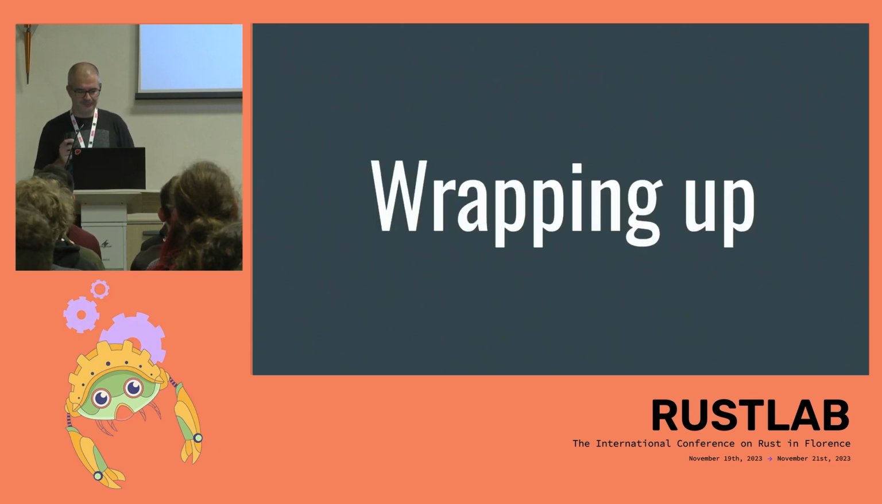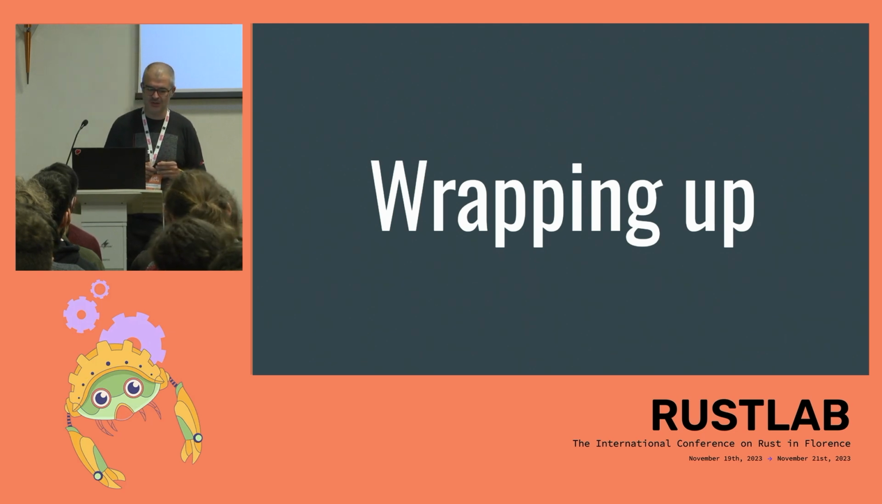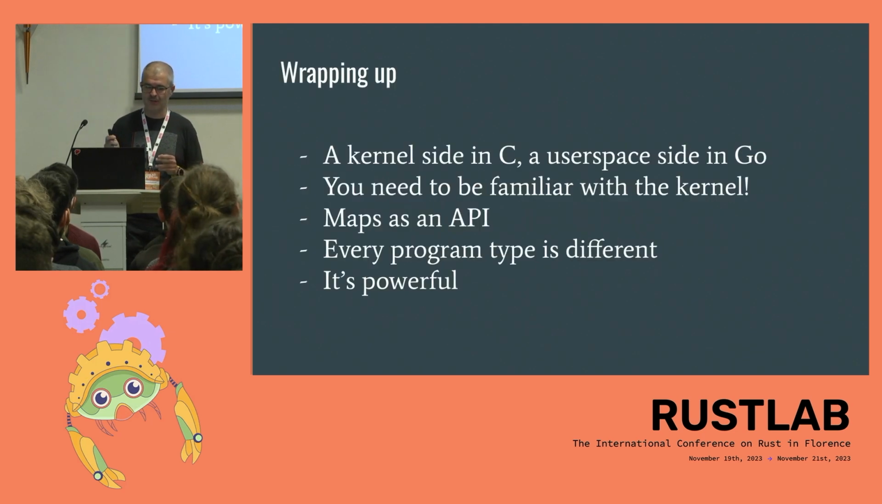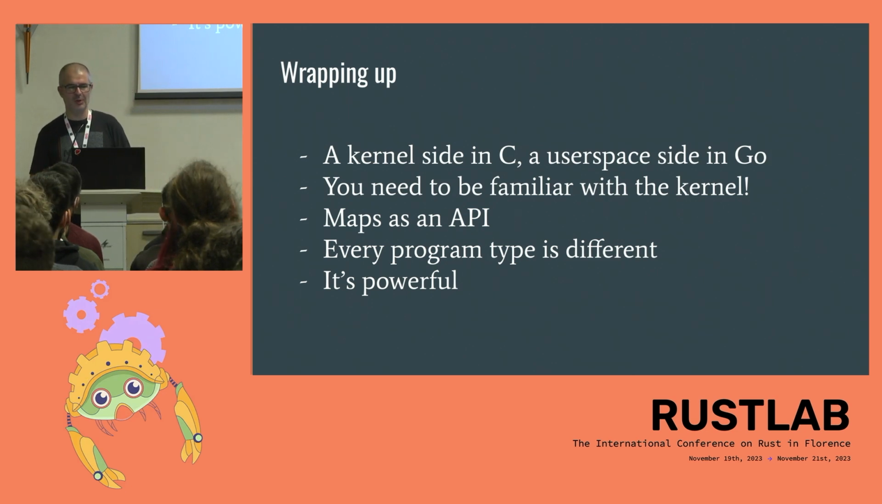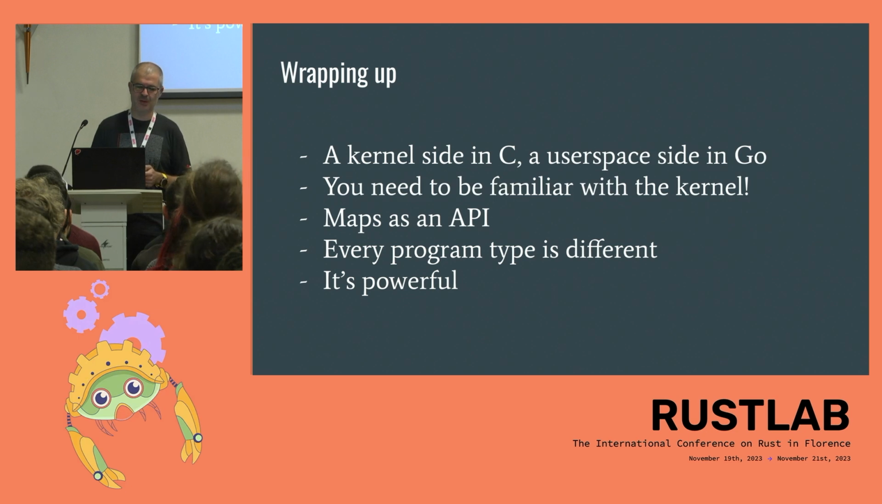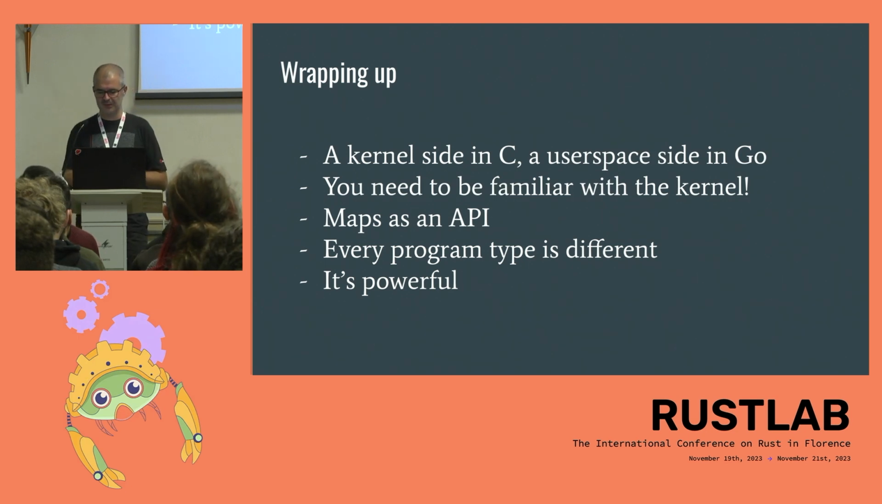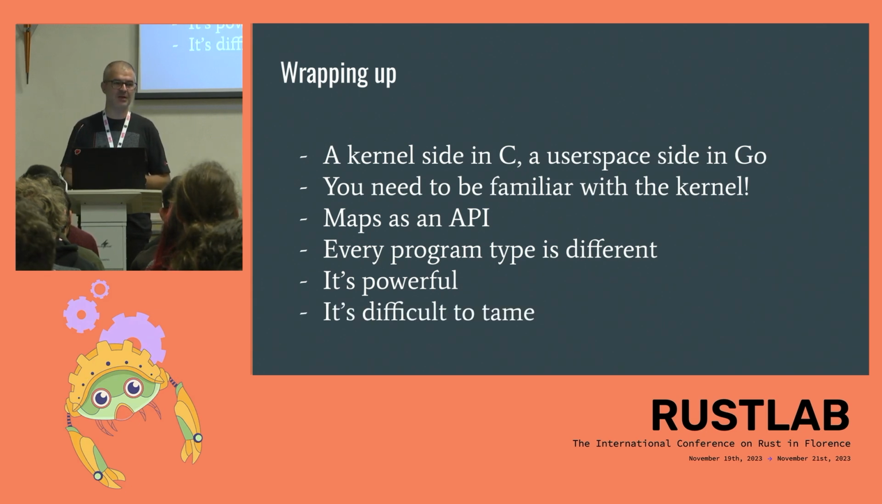Wrapping up, we are almost to the end, and we will be able to go to lunch. You have a kernel side and a user space side. You need to be familiar with the kernel or willing to learn. You can use the maps as an API, and every program is a different type. And eBPF is really powerful. You can do stuff that wasn't possible before, but it's also difficult to tame.